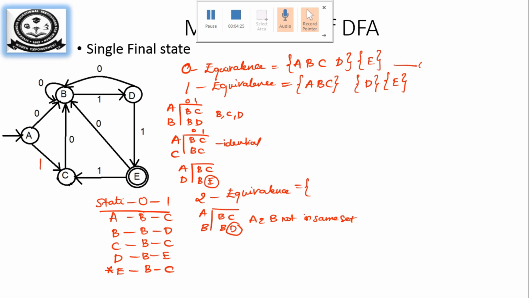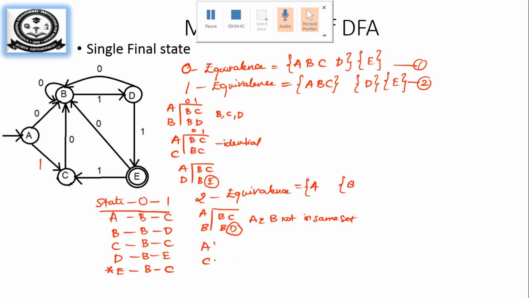Okay, so not in same set. So we will write A separately and B separately. Now C must be checked. So you have to check with A as well as B, because A and B are in separate sets. So first we will check with A.